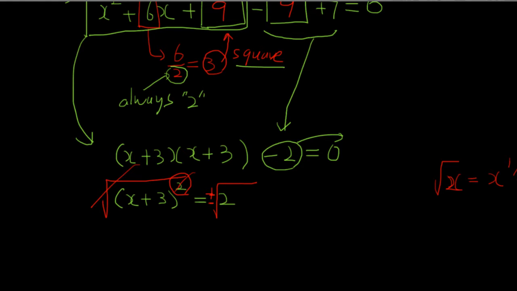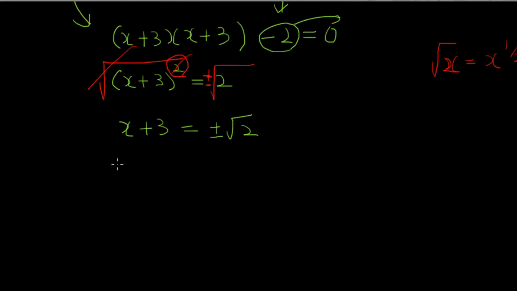So what we have now is x plus 3, because that square root cancels out, equal plus minus square root of 2. That's what we have, right? That's what we have. Now what? Now I'm going to move this plus 3 to the other side.